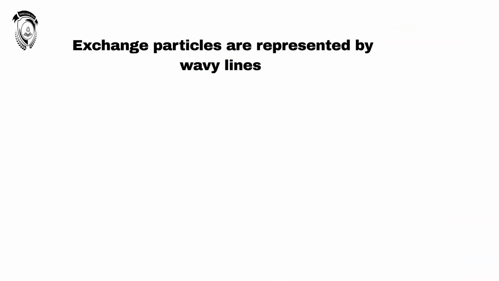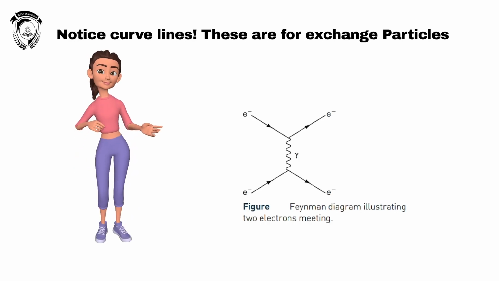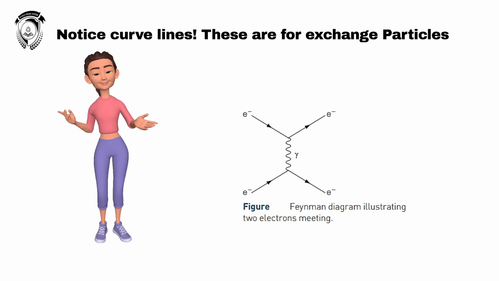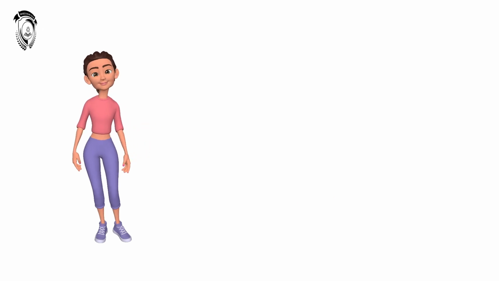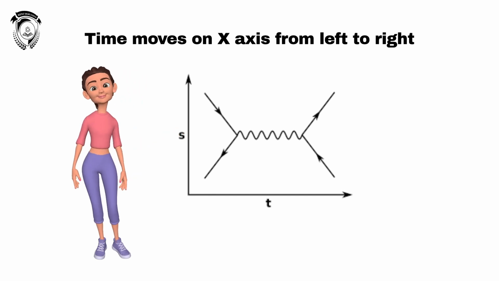And exchange particles are represented by wavy lines. Let me show you the figure again. You can see two electrons. They interact and exchange a particle, as you can see from the wavy line in the figure in front of you. Time moves on the x-axis, and that's usually from left to right.